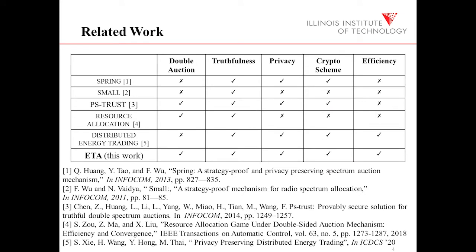Here are some related works for auction. Compared with other auction works, the proposed new framework ETA is a new auction framework that functions as a sealed-bid double auction for divisible resources based on the trusted execution environment. It could guarantee the truthfulness and privacy with a high efficiency in divisible double auction allocation.